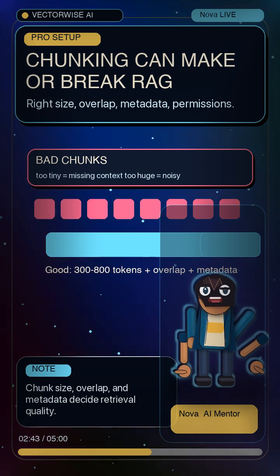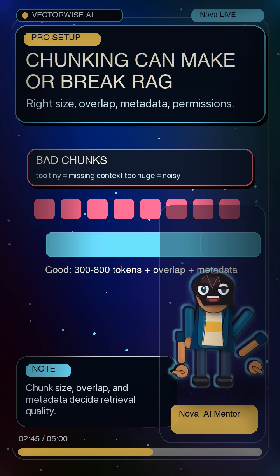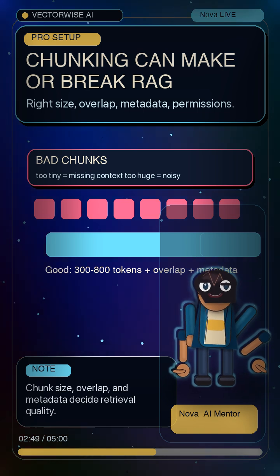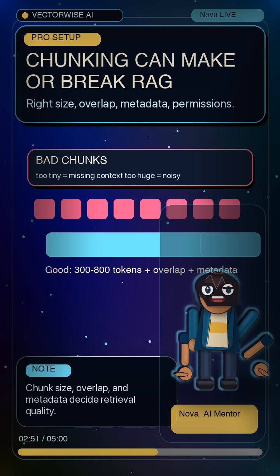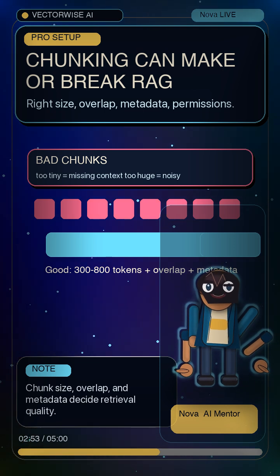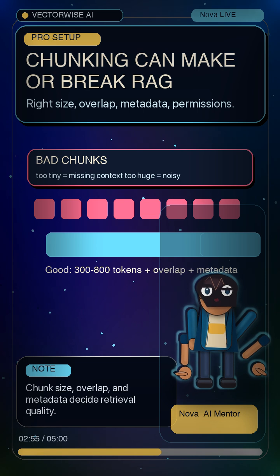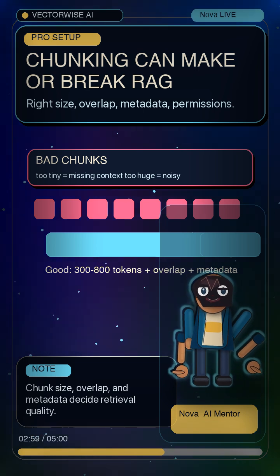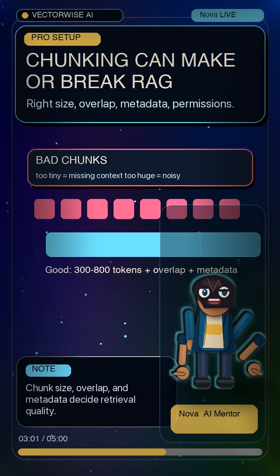Retrieval also needs ranking. The top 5 vector matches are not always the best final context. Many strong systems retrieve more candidates, then re-rank them with a smarter model or scoring step. They remove duplicates, prefer recent sources, and keep only the evidence that directly answers the question.